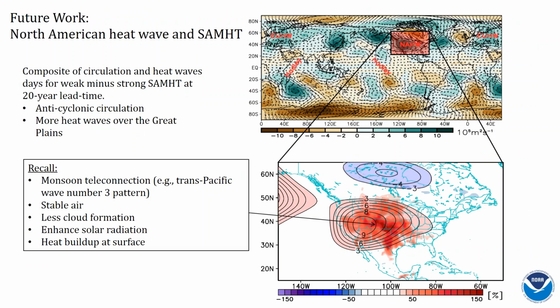And this is, again, a composite of weak minus a strong South Atlantic MOC 20 years later, a stream function, wave number 3 pattern across the Pacific. And on the bottom, I'm showing you the number of heat wave days with that lead time, multi-decadal lead time, associated with the South Atlantic MOC. And you see, this is a zoom in of that top panel. And the bottom, the color is the number of heat wave days. It's over the Great Plains again.